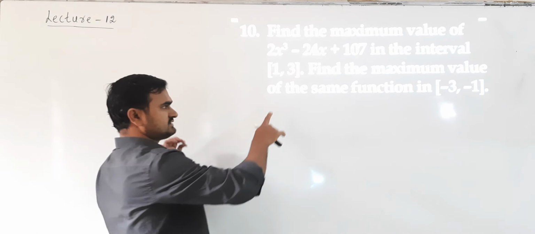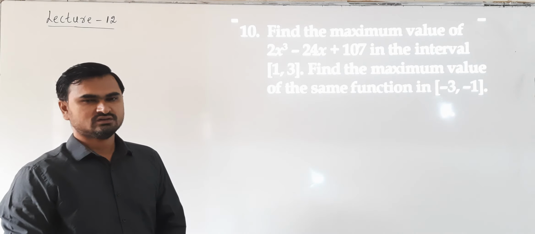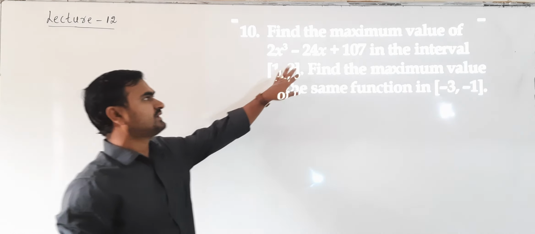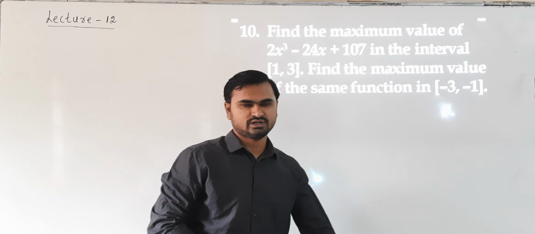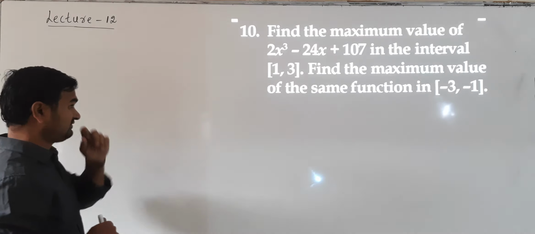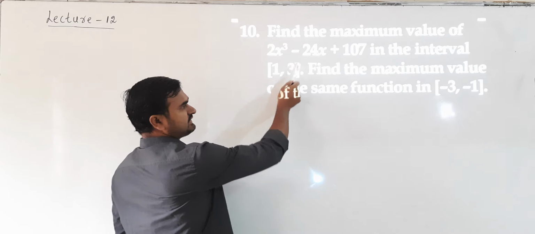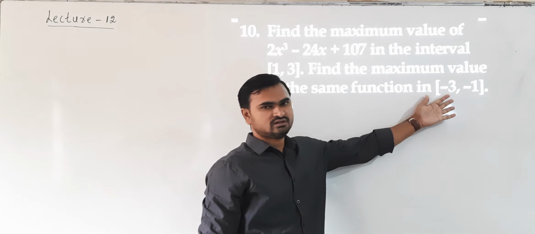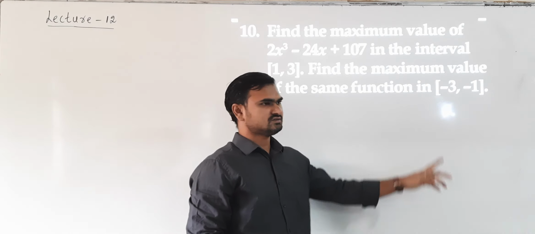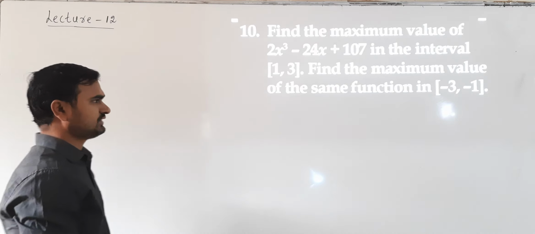Okay, now you can see the interval is given as a closed interval. So this closed interval means which type of maximum we are going to get? It is nothing but absolute maximum. So let us find the absolute maximum for this function in the two intervals given. Now in one interval I will find it; similarly you can find for the same function in a different interval. So the second part, try to solve, and I will solve this first part. Okay, see.